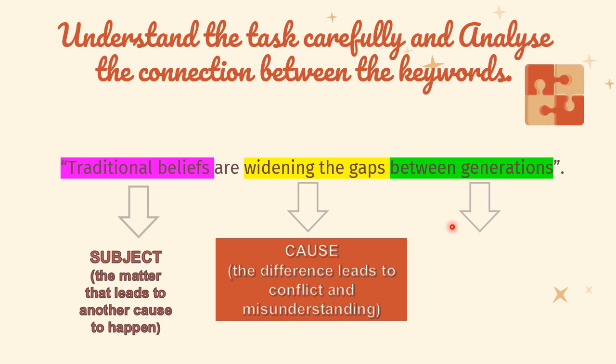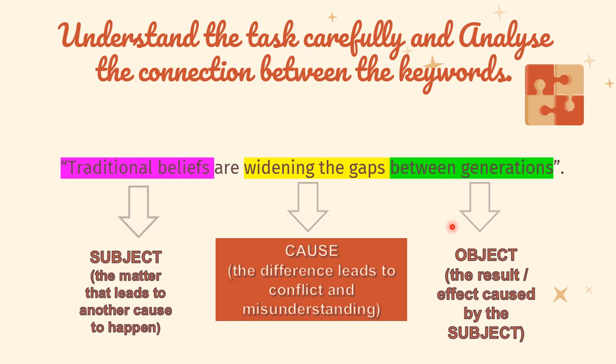So these traditional beliefs cause the differences that lead to conflict and misunderstanding. Traditional beliefs are the cause of conflicts, that's what it meant. Widening the gaps here means, what does it affect? It affects the generations. The gaps here mean the relationship between the generations, and that is the effect.